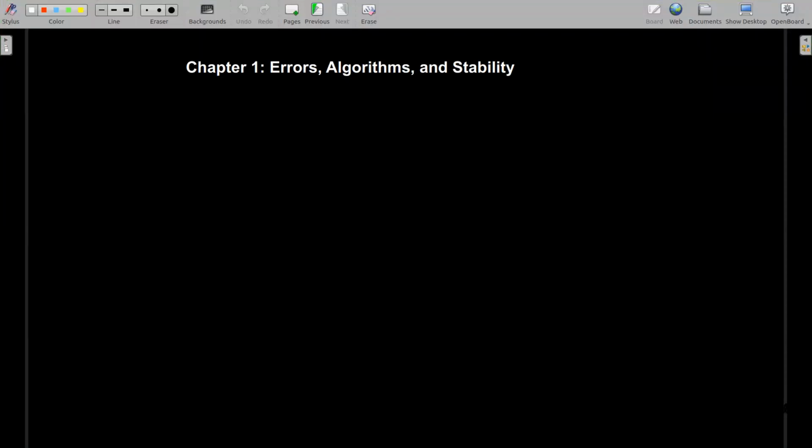Today we formally start chapter 1. This chapter is related to decimal representation of numbers on a machine and the possible sequence of steps you write, which is called an algorithm. And then we will also talk about a new concept that is called stability.